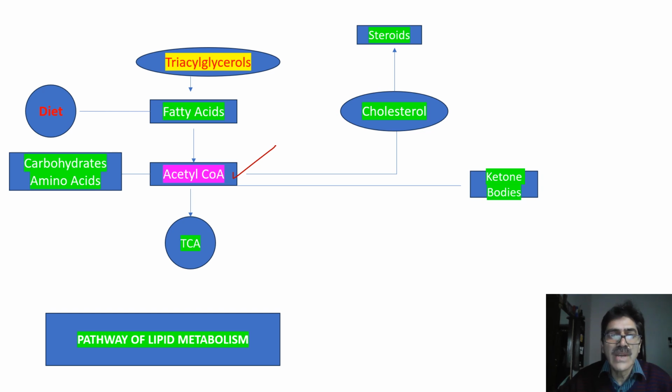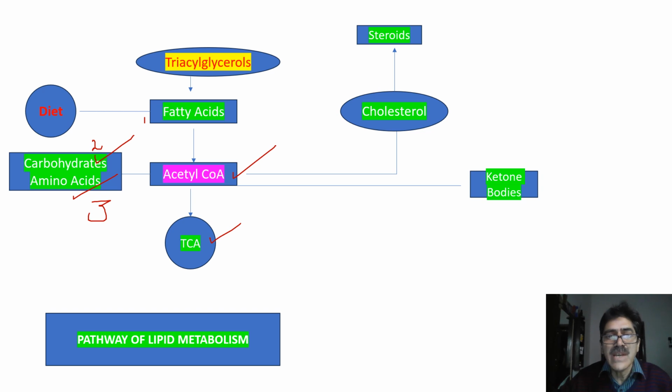Secondly, we can also get acetyl coenzyme A from degradation of carbohydrates, that is glycolysis, etc. Thirdly, we can also get acetyl coenzyme A from degradation or oxidation or catabolism of amino acids. So acetyl coenzyme A is obtained from three sources: from lipid metabolism, from carbohydrate metabolism, and finally from protein metabolism. Now this acetyl coenzyme A would enter into TCA cycle, then only complete oxidation of carbohydrates can take place.